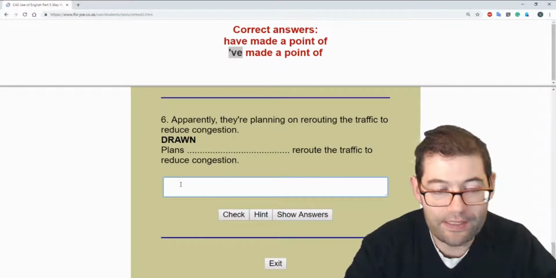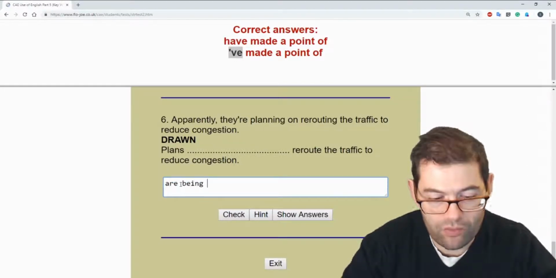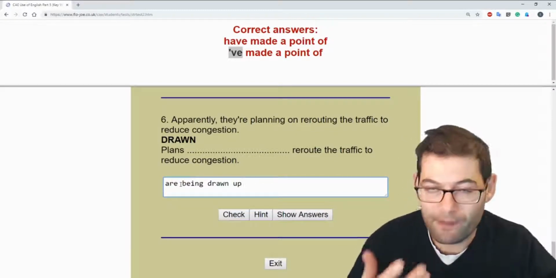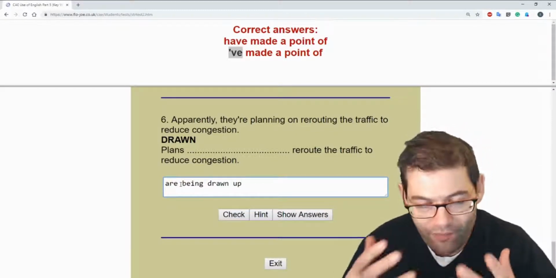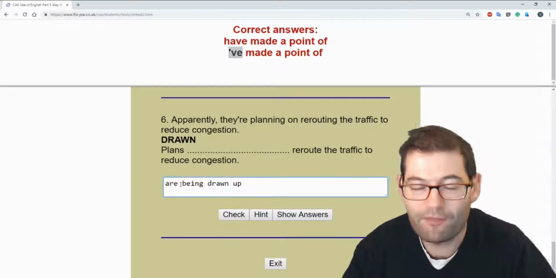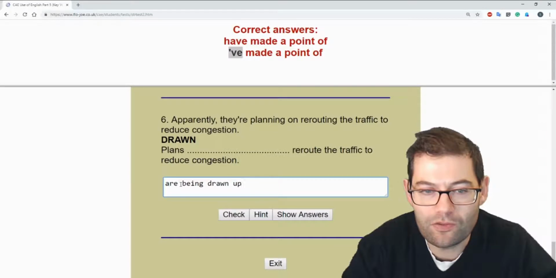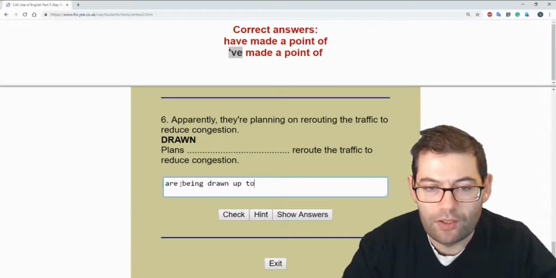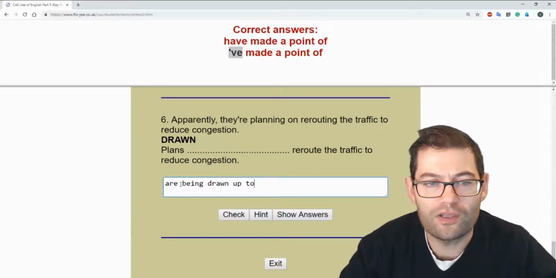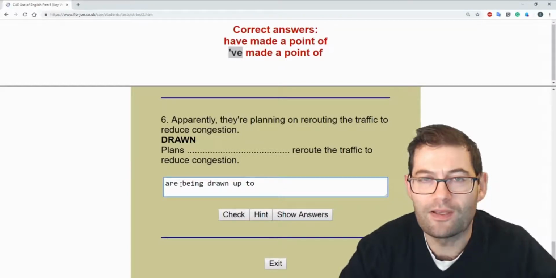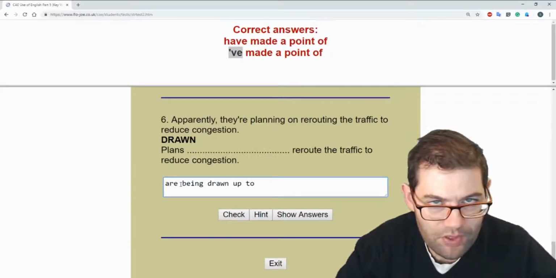So plans are being drawn up. We've got to remember our preposition. If you draw up a plan, it means that you're creating, inventing, designing, whatever it might be, fitting the context. So plans are being drawn up to reroute the traffic to reduce congestion. So we've got a full infinitive after our passive continuous structure.